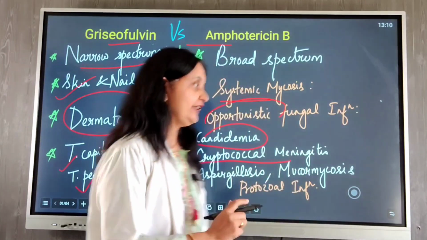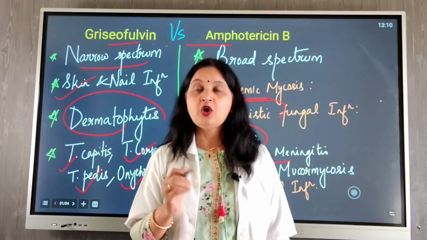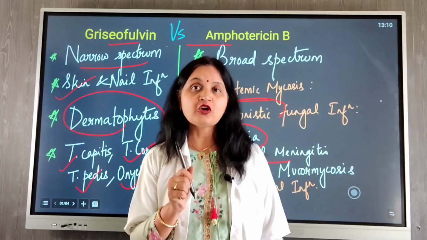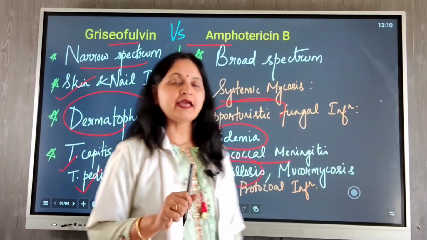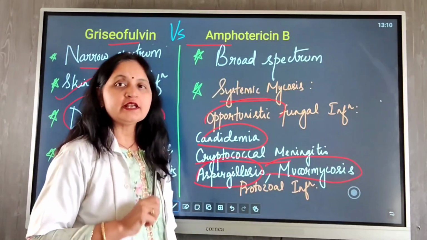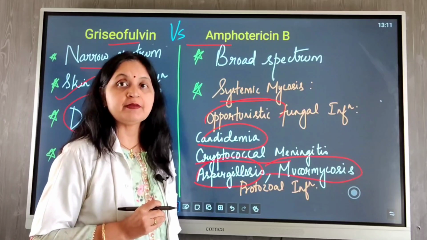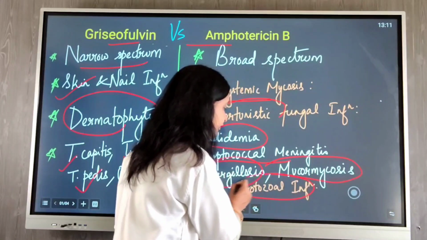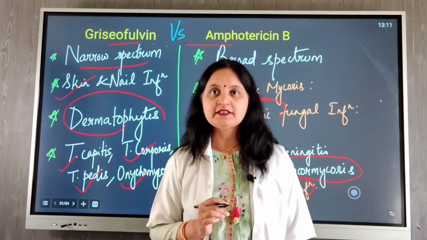It is used for treating aspergillosis, particularly in resistant cases when other antifungal agents fail. It is the drug of choice. It is the first line drug used for treating mucormycosis. So in case of mucormycosis, Amphotericin B, particularly the liposomal formulation of Amphotericin B, is the drug of choice. Protozoal infections, Amphotericin B can also be used for treating visceral leishmaniasis.